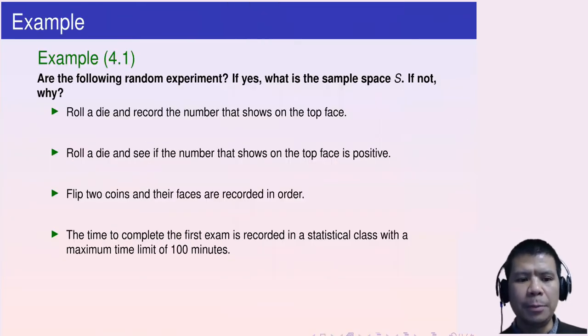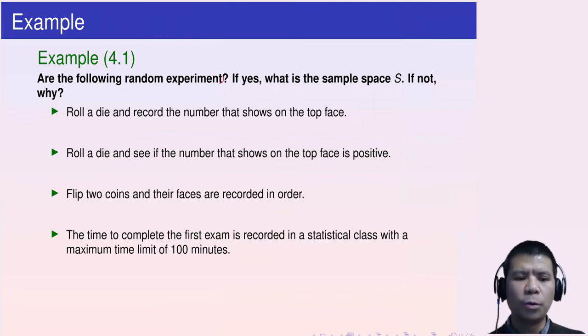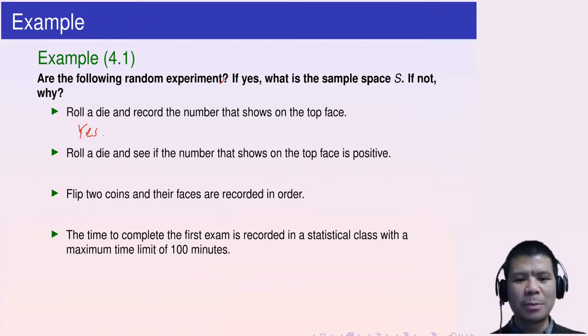Now consider this example. Are the following random experiments? If yes, what is the sample space? If not, why? The first: roll a die and record the number that shows on the top face. Is this a random experiment? Yes or no? That's yes. So why is this a random experiment?